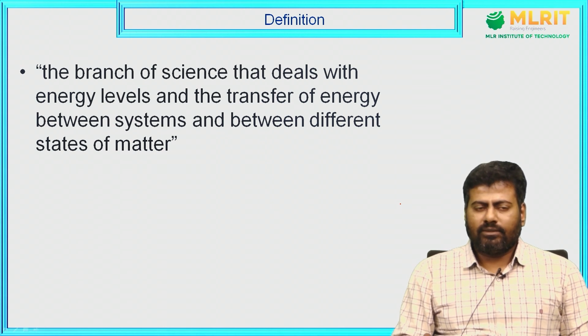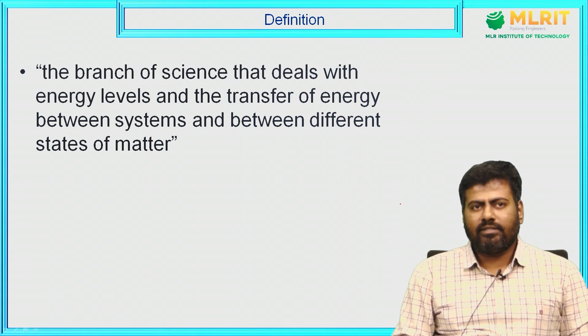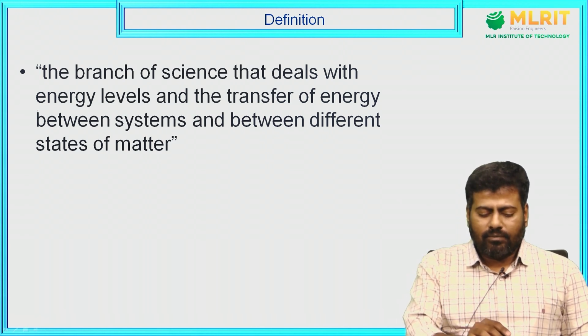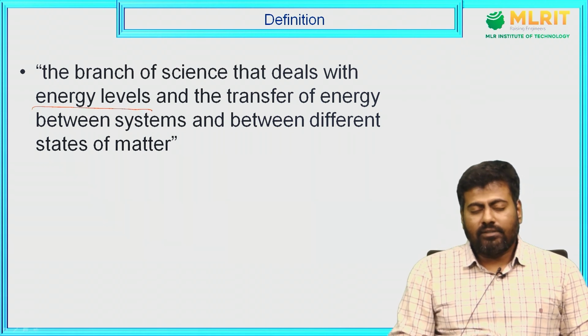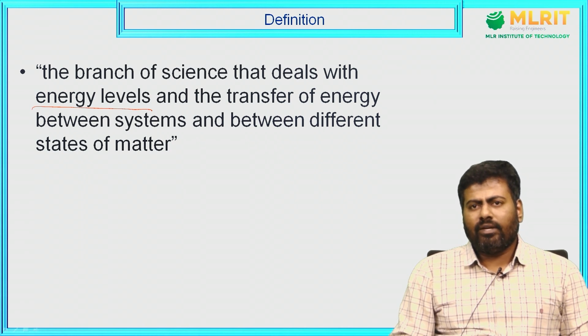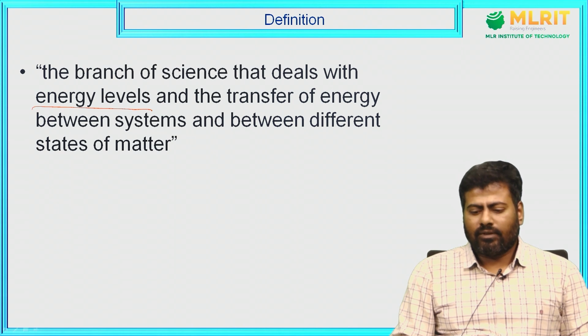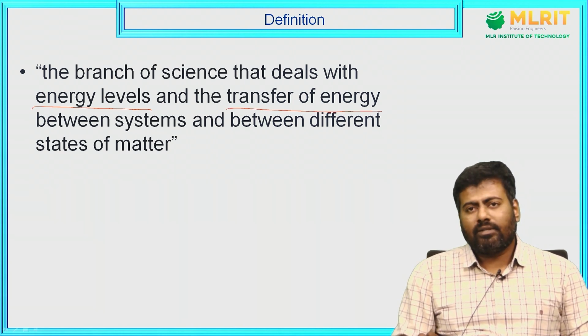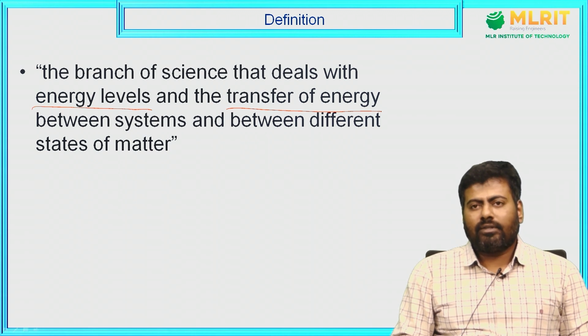Let me read out this definition. The branch of science that deals with energy levels and the transfer of energy between systems and between different states of matter. In this, I have to mark two things. One is energy levels. With the energy level, I can say how much energy is available with respect to a particular thermodynamic device. If I know the energy level, and how it gets transferred from one form to another, these two parameters are mandatory for thermodynamics.